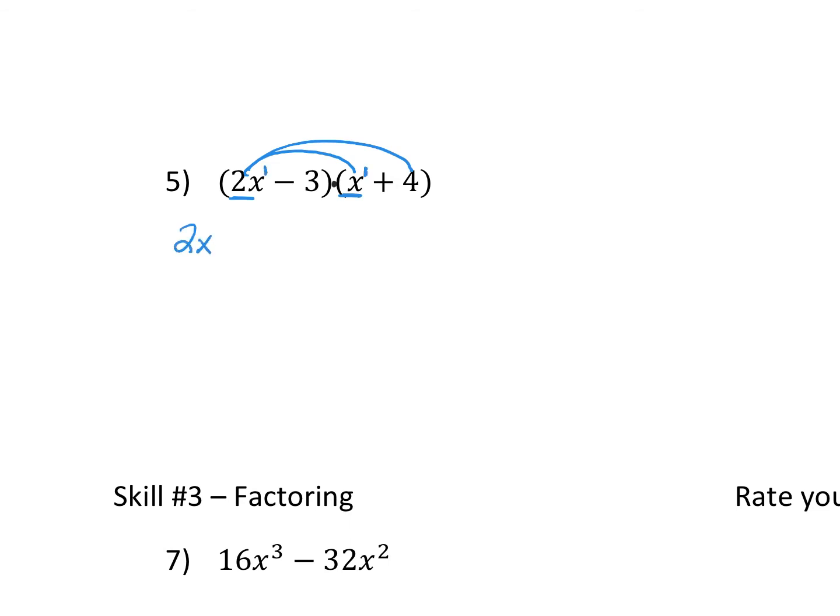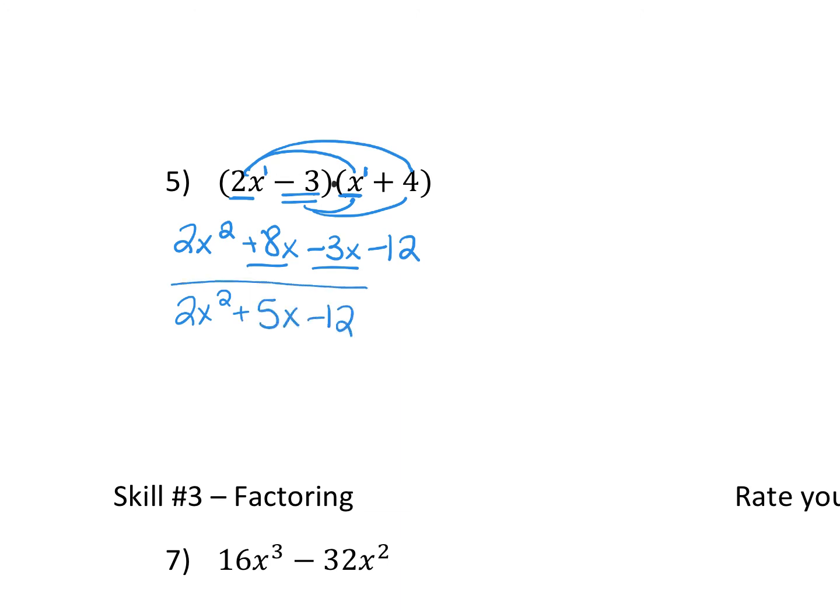That's going to give me 2x squared. 2x times 4 is going to give me 8x. Then I'm going to do the same thing, but now I'm going to multiply this negative 3 times both the things in the second parentheses. So negative 3 times x is negative 3x. Negative 3 times 4 is negative 12. Then I'm going to say, oh, I have an 8x and a negative 3x. So I can combine those into a 5x. And so this would be my final answer.